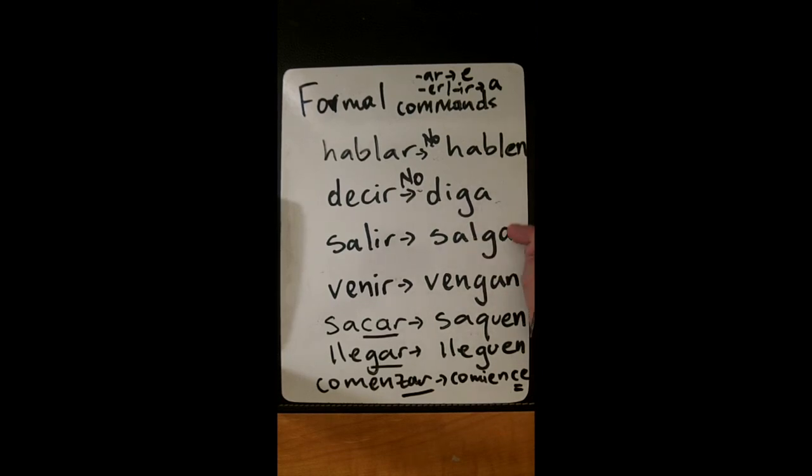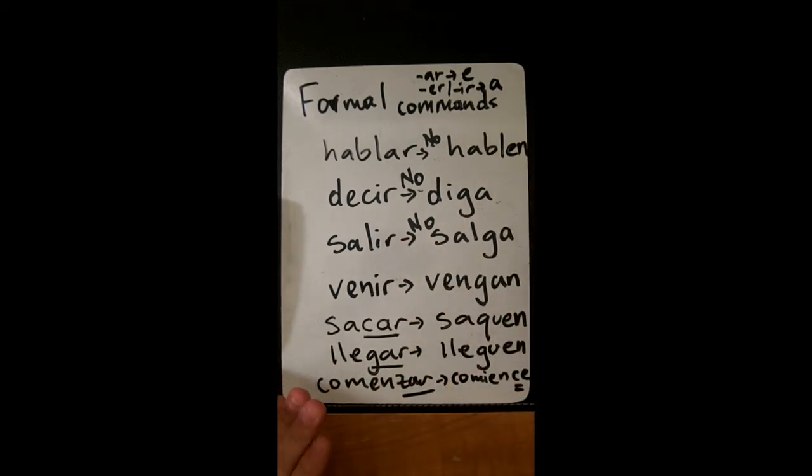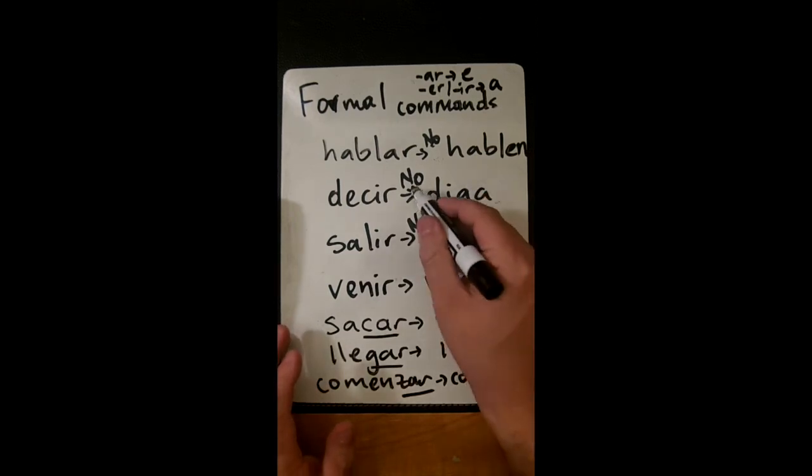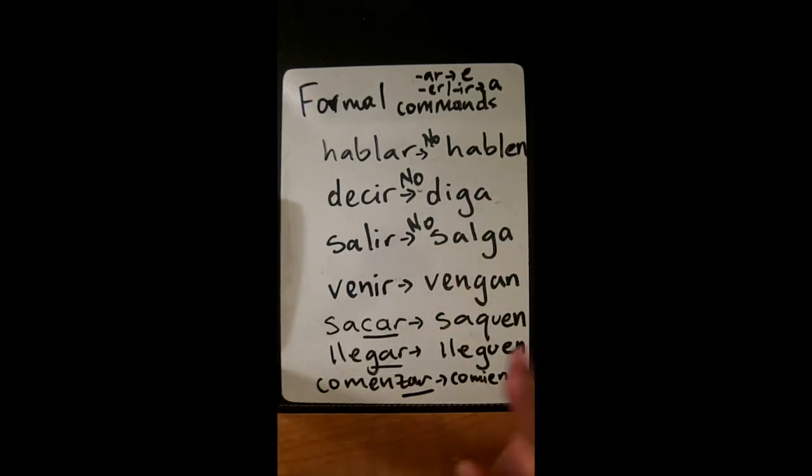Salir, salga usted. Salgan ustedes. No salgan. Don't go out. No salga. See? So, again, singular, you keep it like this, plural you put an N, and then negativo you put a no in front. And that's how you make all those different forms of the commands. Okay?